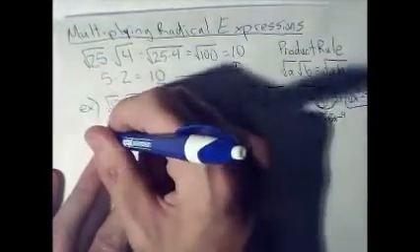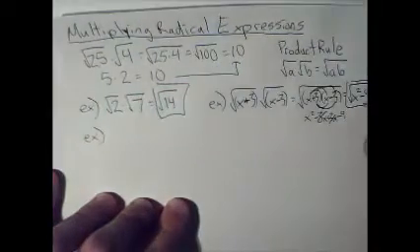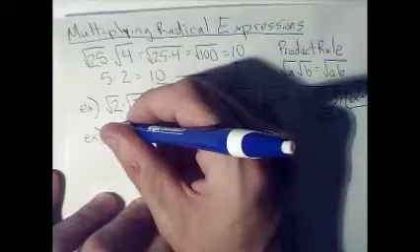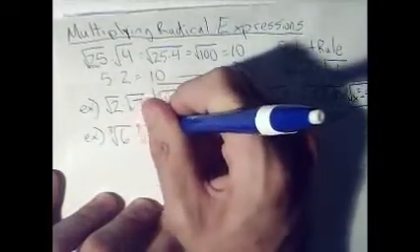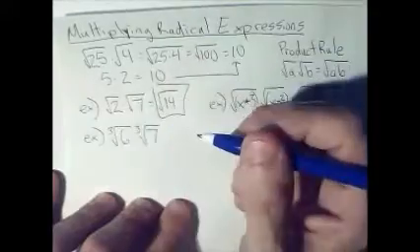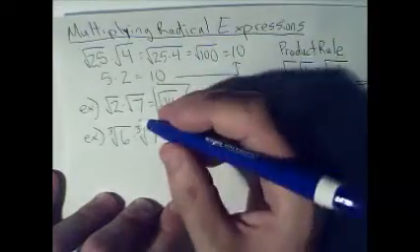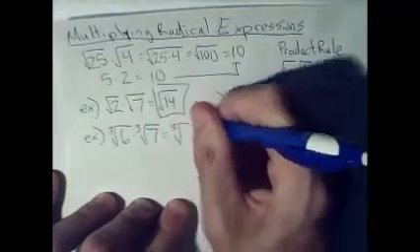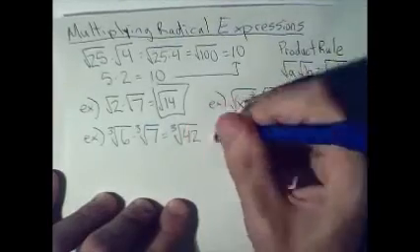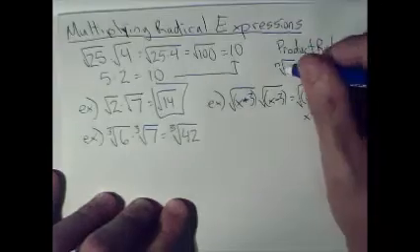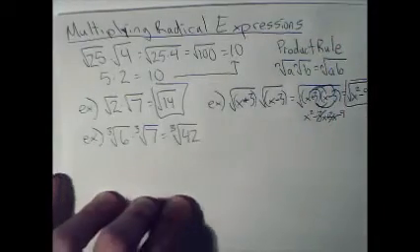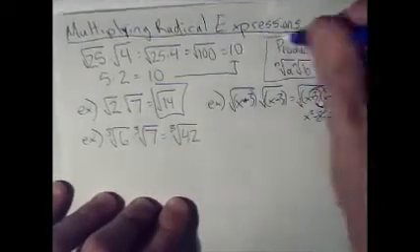This works even if my index is not a 2. If I have cube root of 6 times cube root of 7, what is critical is they end up being the same index. As long as they have the same index, I keep the index, and I can just multiply the two radicands. For whatever that index is, as long as it's the same between the two radicals, keep it, and I can multiply the two radicands.